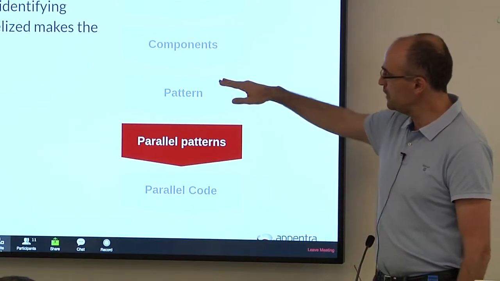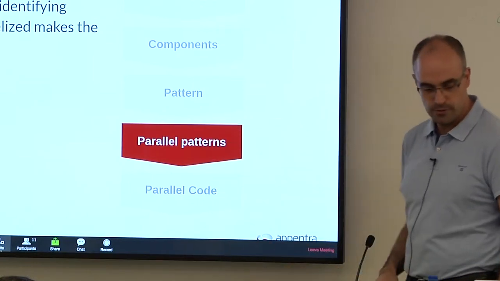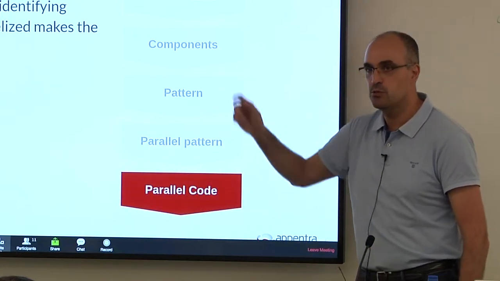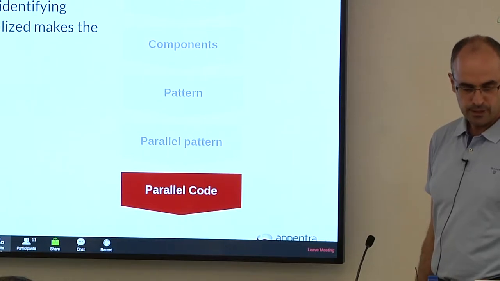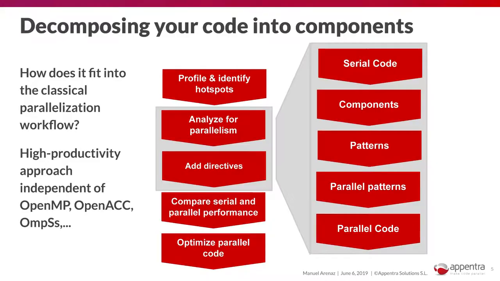So for the parallel patterns, you will need to generate parallel code as the final step. But here you have many possibilities that you need to compare and select the best one. So how does this process fit in the workflow we saw for OpenMP?